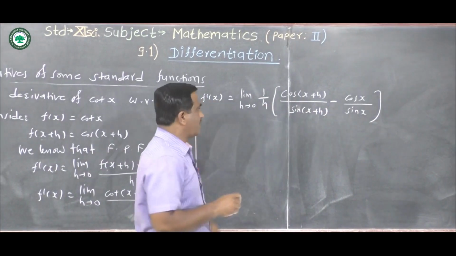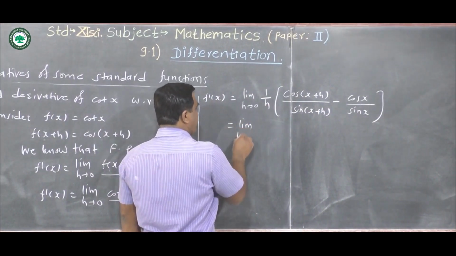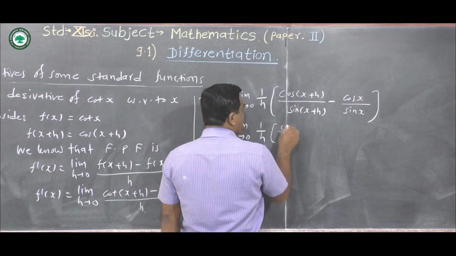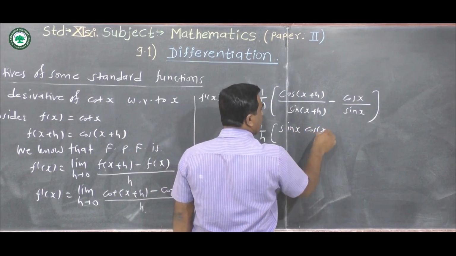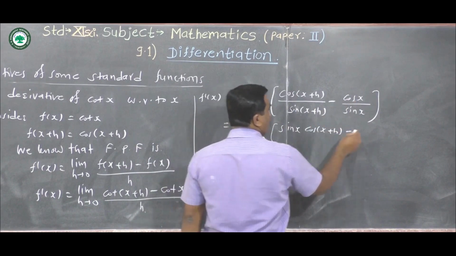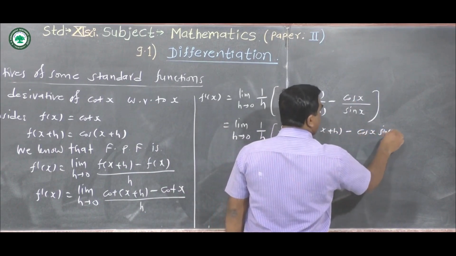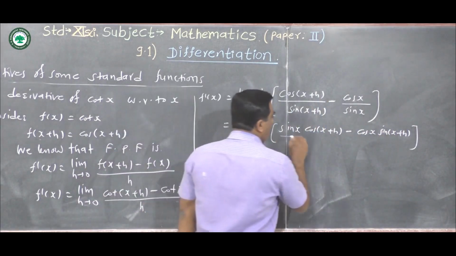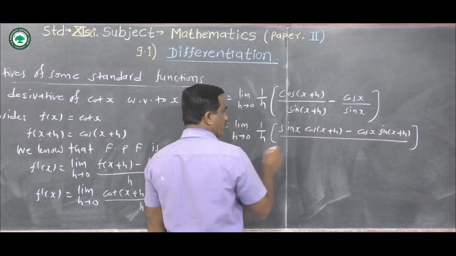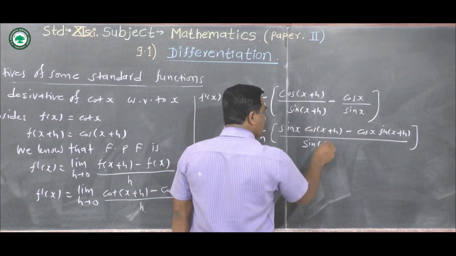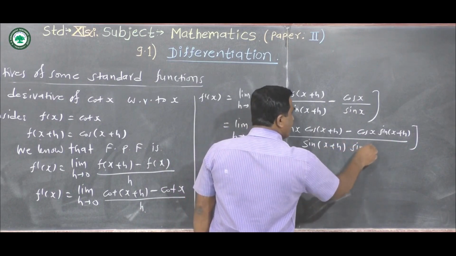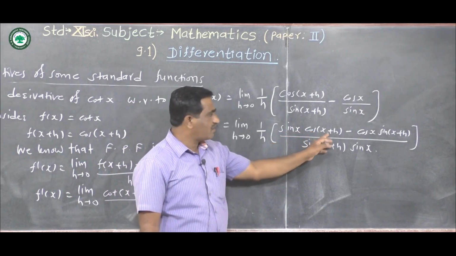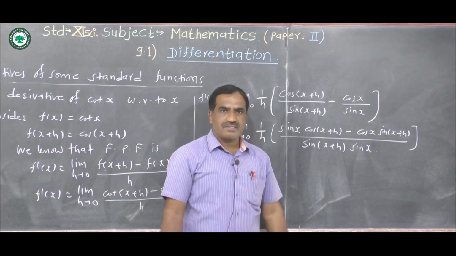Okay, so we get two fractions here. Take the addition of these two fractions, that is equal to limit h tends to 0, 1 upon h into sin x into cos of x plus h minus cos x into sin of x plus h. By cross multiplication we get this numerator upon the denominator, taking the product of denominators, that is sin of x plus h into sin x. Okay, now here at the numerator we get sin x cos of x plus h minus cos x sin of x plus h.